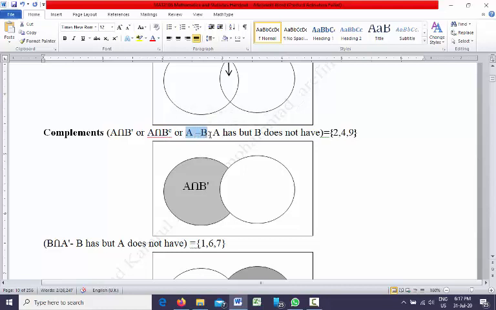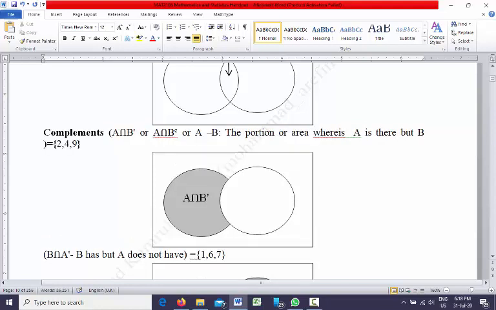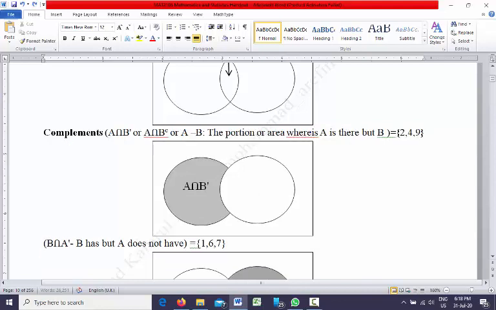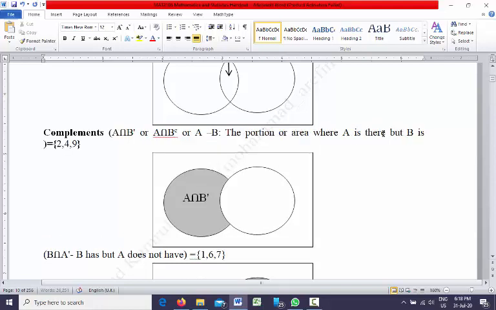So from set A, we need to remove the elements of B. That means the portion or area where A is there but B is not there.